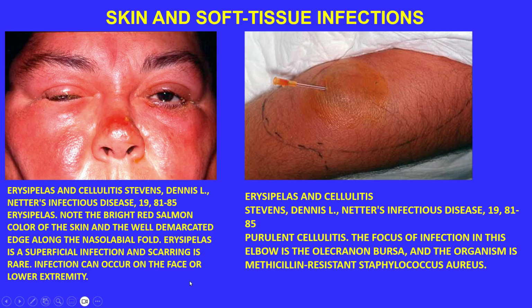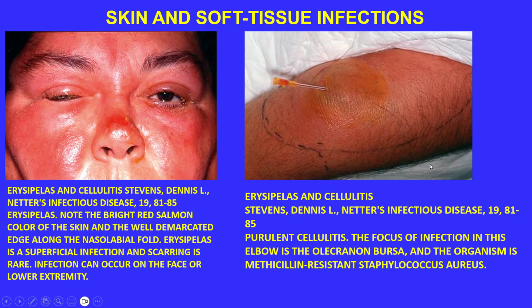Now, this is what you're going to be seeing here. Here's a photo that came from the text. And what you have here is a bright red salmon color to the skin. And it's a well-demarcated edge along the nasolabial fold, right around here. Erysipelas is a superficial infection, and scarring is rare. Infection can occur on the face or lower extremity.